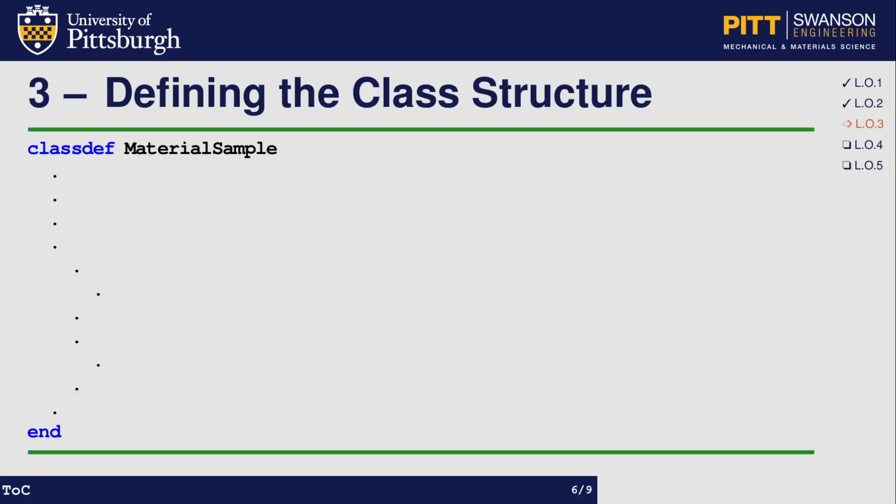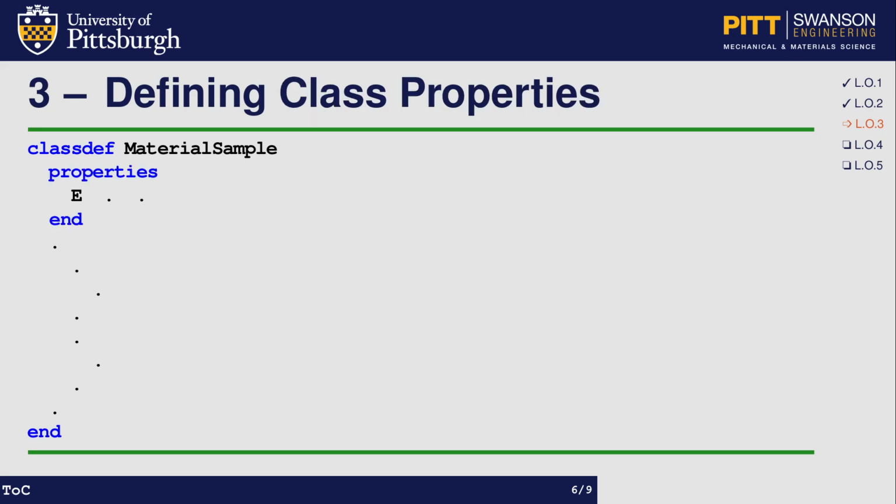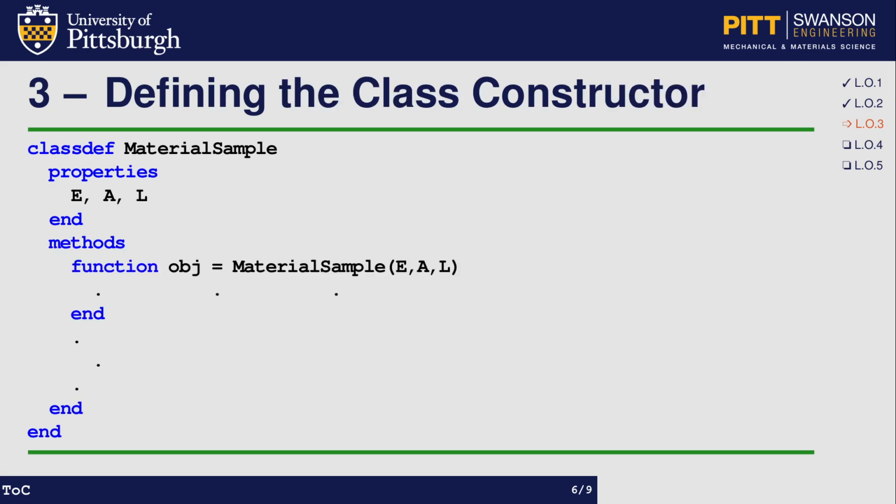First, we use the classdef and end keywords to set up the class definition, and we name the class MaterialSample. Then within that class, use the properties and end keywords to define the properties that the class uses. In this case, we'll store E for the Young's modulus, then A for the cross-sectional area, and L for the sample's length. Then we can use the methods and end keywords to define the functions of the class.